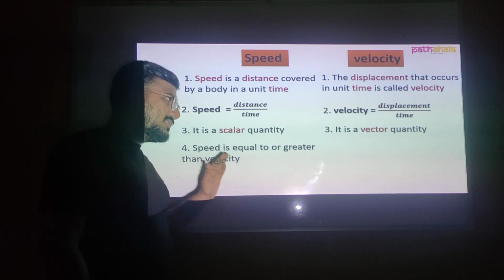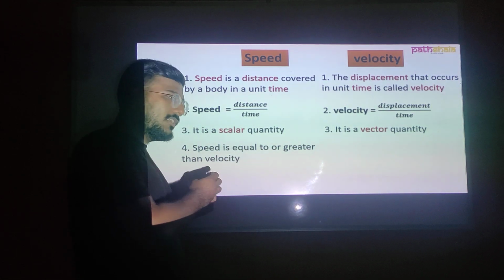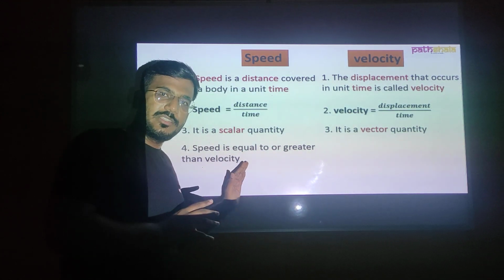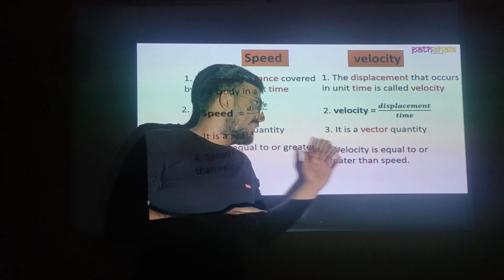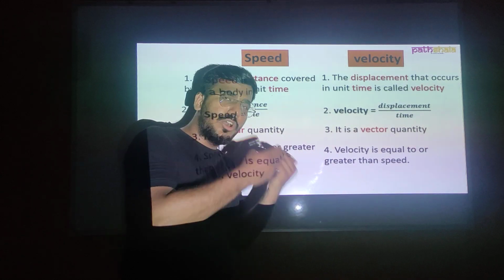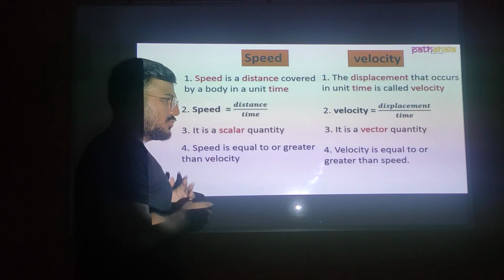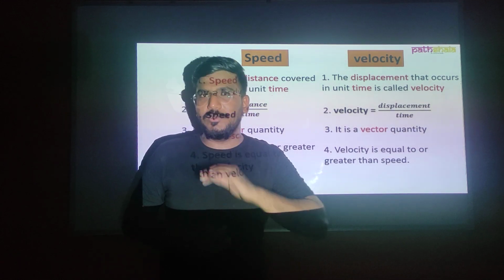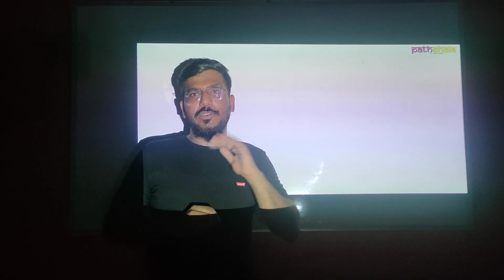Next, speed is equal to or greater than velocity, just like what we have done in distance and displacement. Speed is greater than velocity. In this case, velocity is equal to or greater than the speed. So this was the actual understanding and the meaning behind what is speed and what is velocity in terms of definition. Now speed samjha, distance samjha, displacement samjha, velocity samjha.